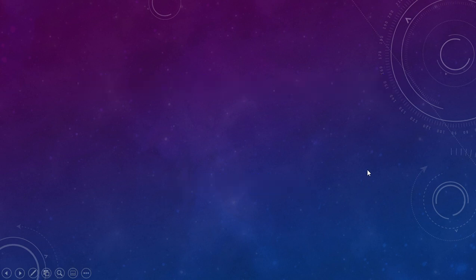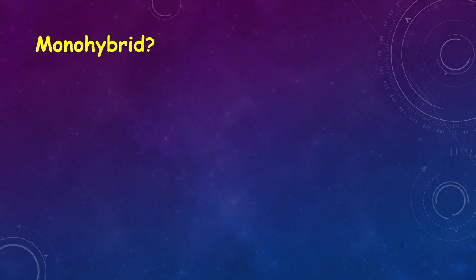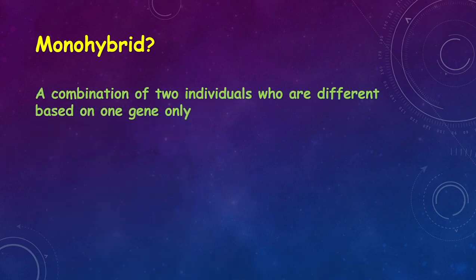So just based on this first page, what do I mean by monohybrid? The clue is kind of in the name. A monohybrid cross is where you have a combination of two individuals who are different based on one gene only. That comes from the name: mono, one, and hybrid, two different individuals coming together. Everything else, for our intents and purposes, is exactly the same. It's just the one gene that we are looking at.